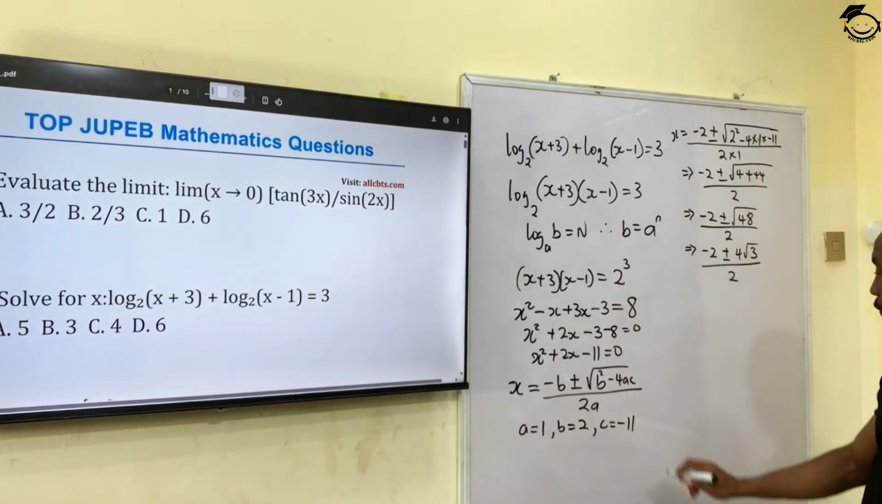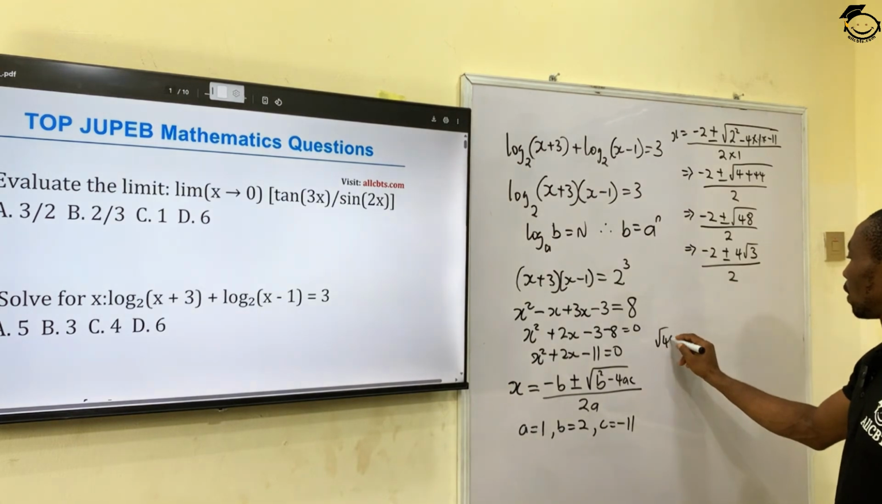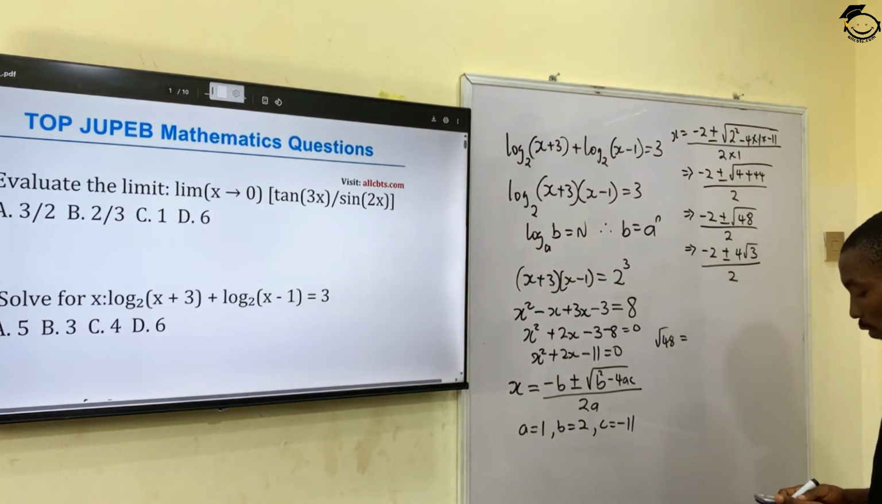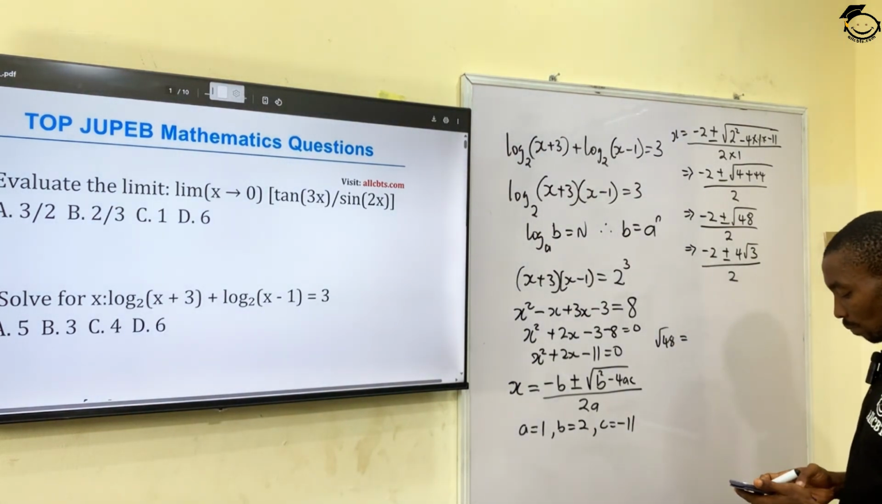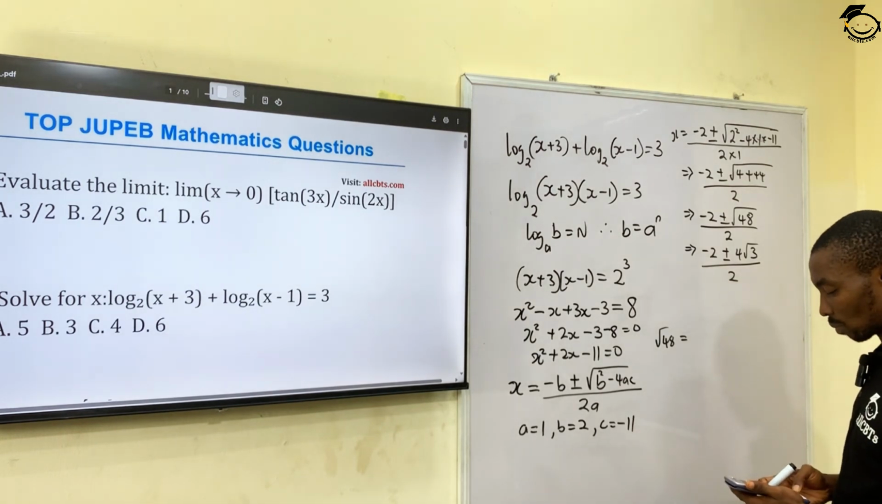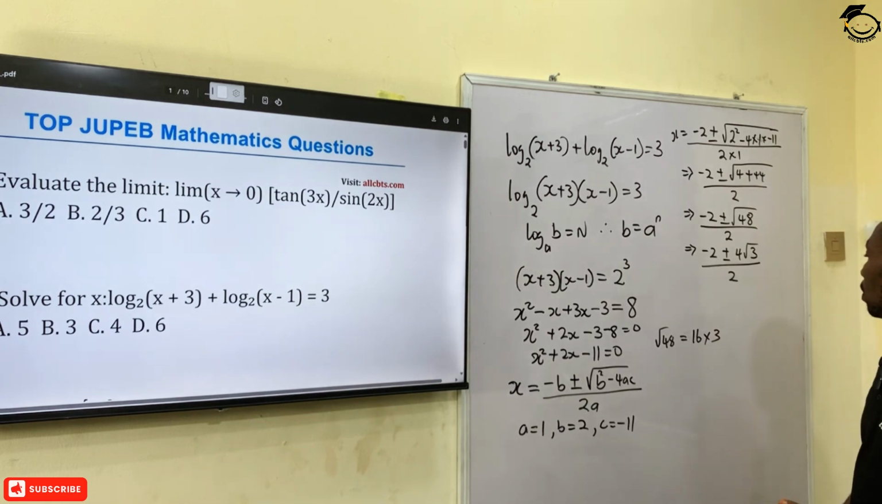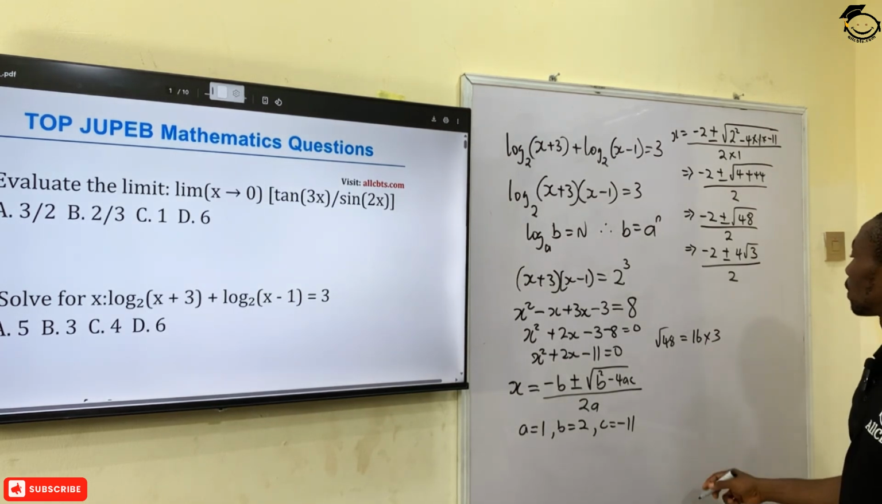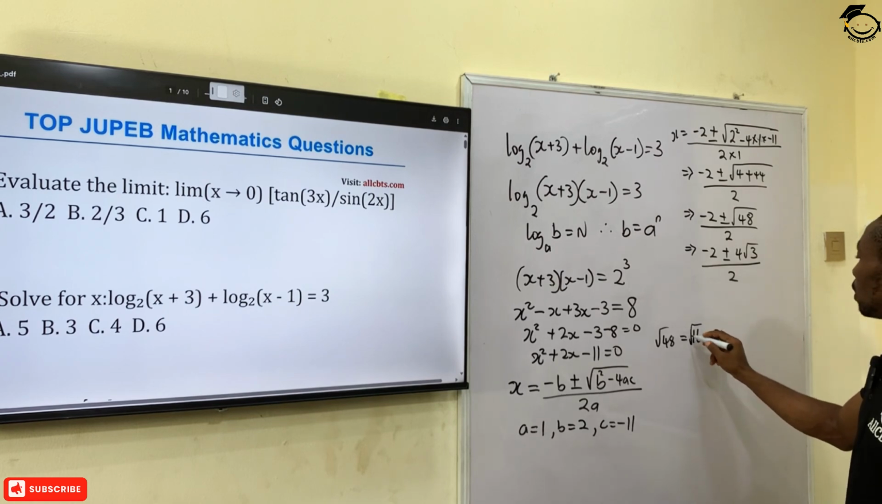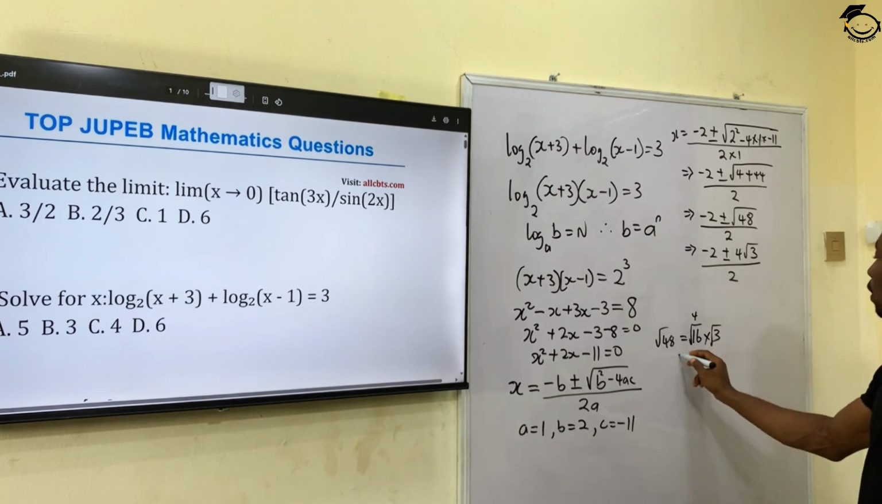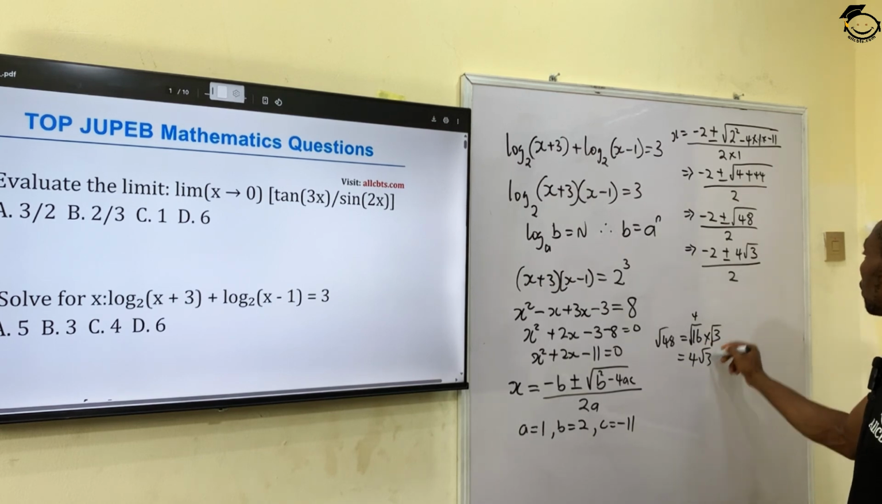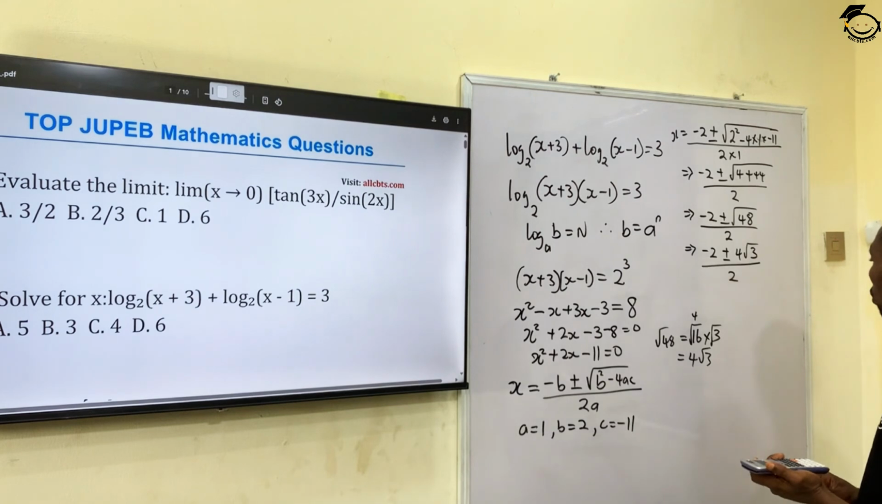Now, how did we get 4 root 3? Root 48, we look for factors: that will become 16 times 3, because 16 times 3 will give us 48. Now we know that root 16 is 4, and root 3 stays. So root 48 will now be 4 root 3. That's how we arrived at 4 root 3.